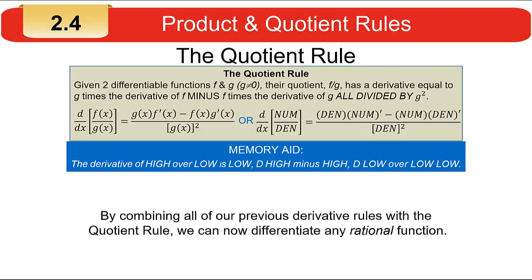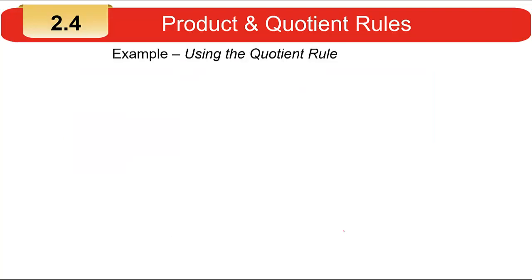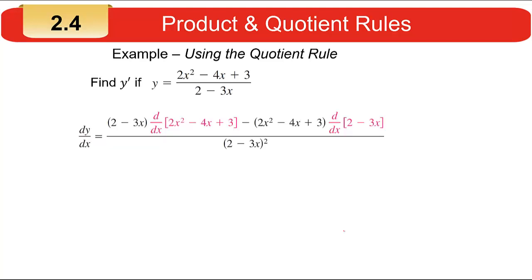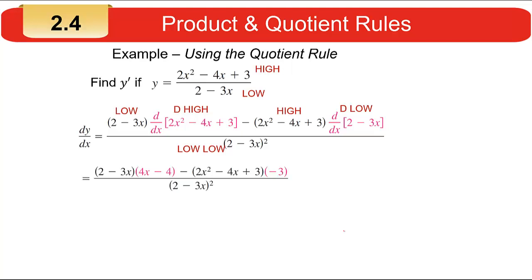Now, if we combine all our previous derivative rules with this quotient rule, we now can differentiate any rational function. And so why don't we just jump into doing one of those? If I ask you to find the derivative of this rational function, all you have to do is apply low d high minus high d low over low low, high being the numerator, low being the denominator. And then simplify those two very easy derivatives in the numerator.